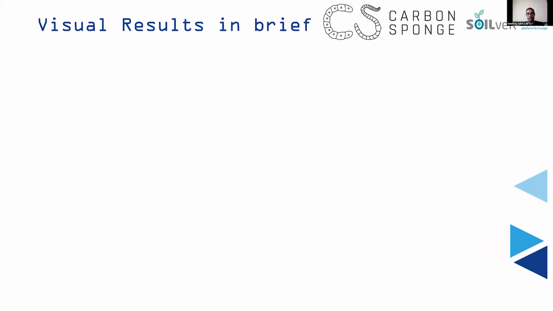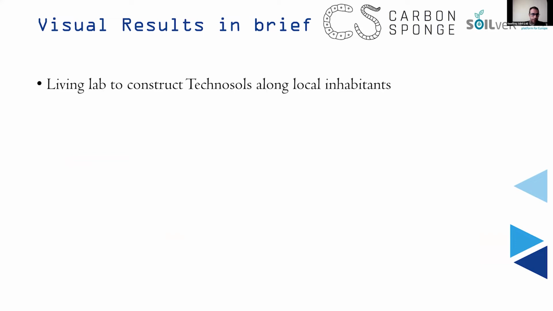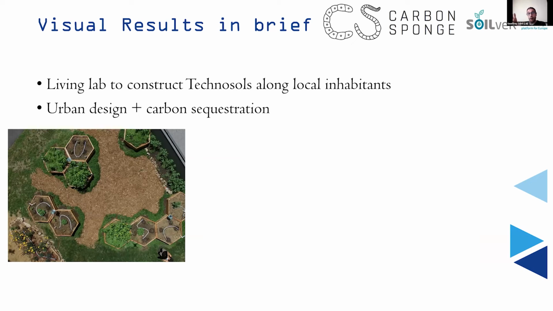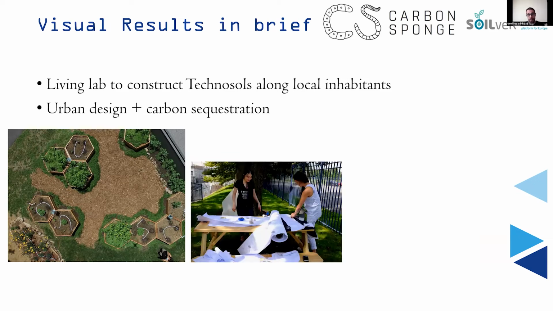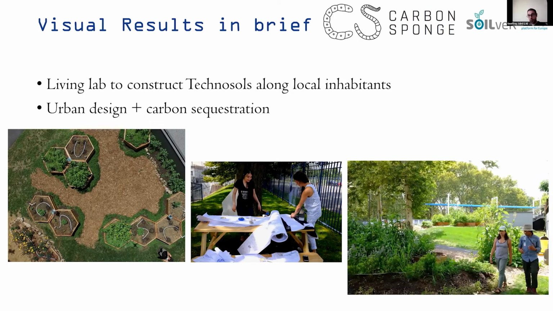Let's start with Carbon Sponge, an initiative from our colleagues in New York, in Brooklyn. They created more or less a living lab in order to create constructed technosols with local inhabitants by using waste such as compost or soil materials, but from deeper horizons, or also some sawdust, for example. And their idea was really to promote both urban design, as you can see, but also carbon sequestration due to the properties of such technosols.